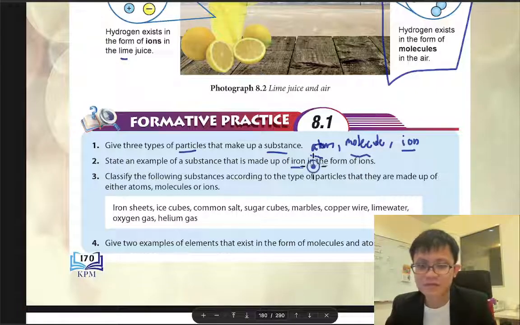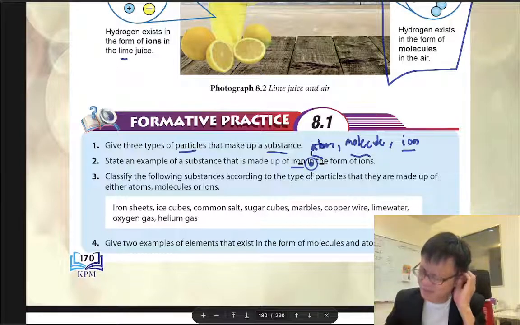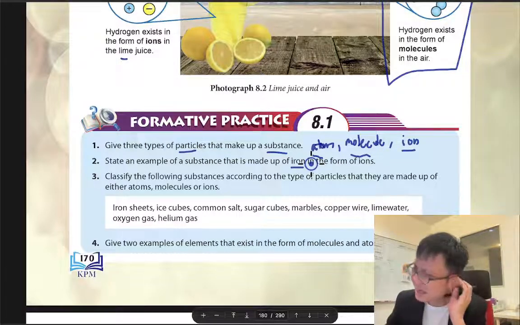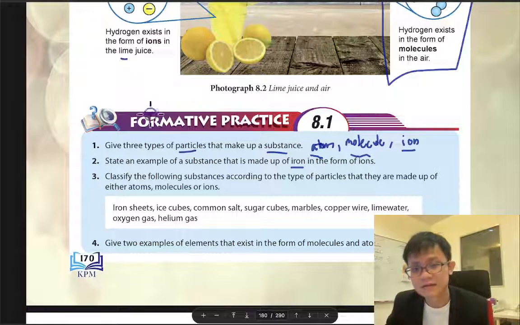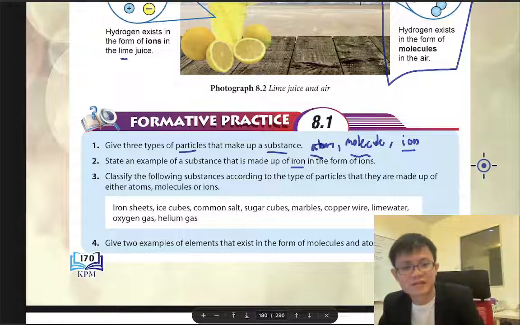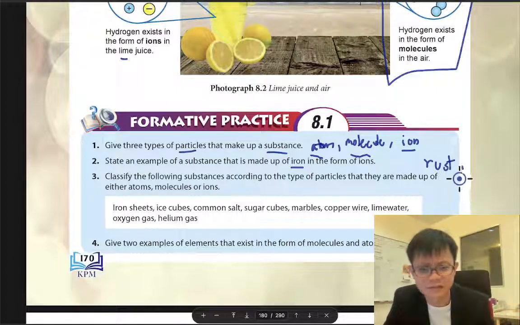Example of substance. So we can say maybe iron oxide. So an example of substance, we say, is rust. Why do they ask this question? I feel that the way they ask the question is not good, because it's confusing, because the answer is rust.